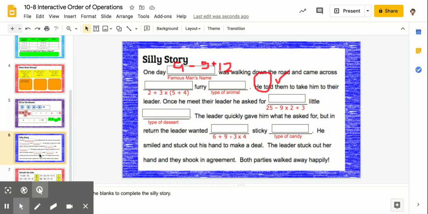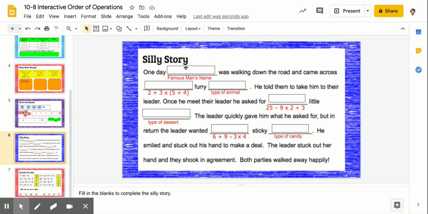On our sixth slide, we have some Mad Libs. I don't know if y'all have ever done Mad Libs, but there's a few different things that you're going to be able to choose what you want to type, and then the other ones you're going to solve. So our story says, one day, famous man's name. You get to put whoever you think is famous that you want to put here, was walking down the road and came across this many. So you'll have to solve it. Furry, and then whatever type of animal you want. I would probably choose an animal that has fur.